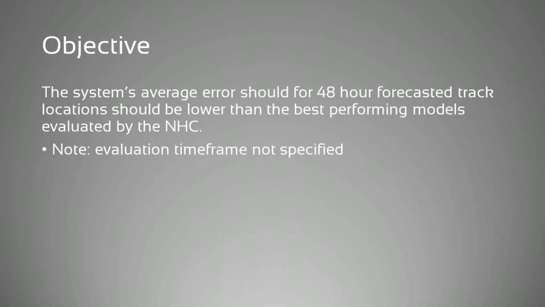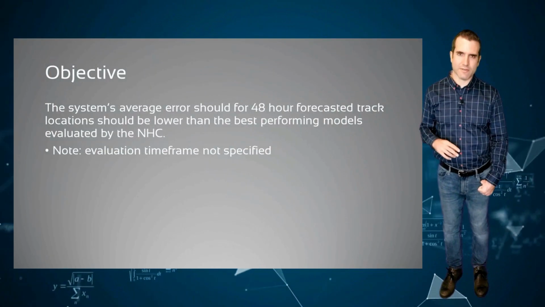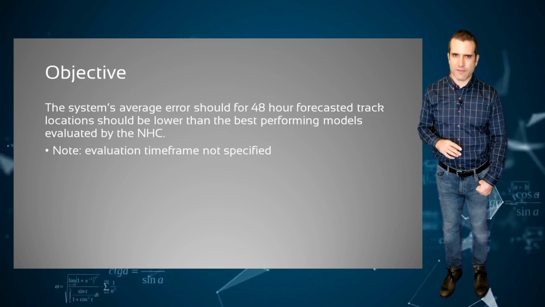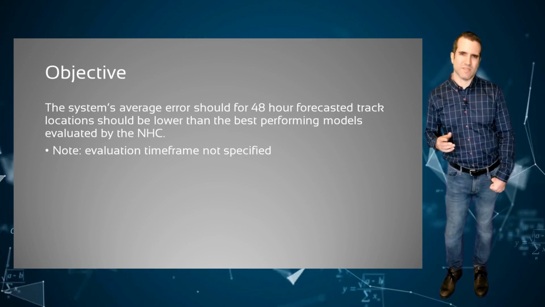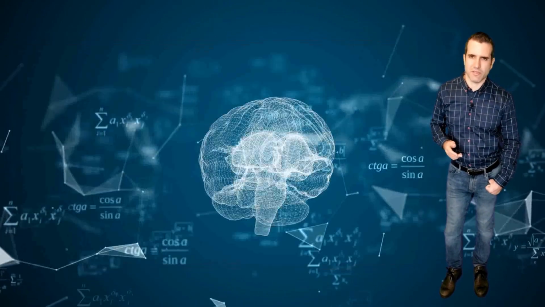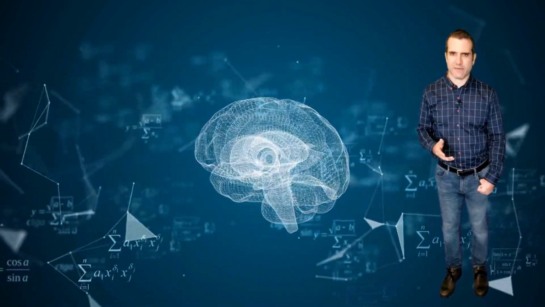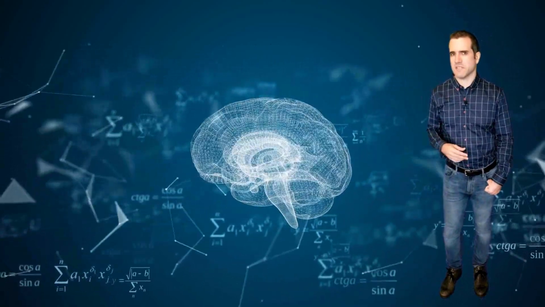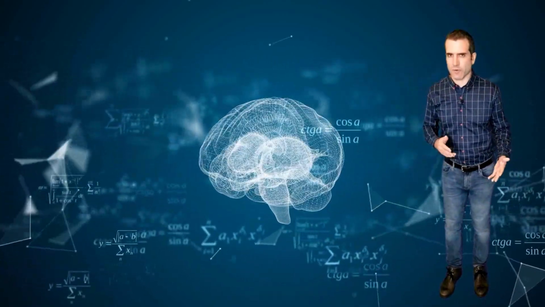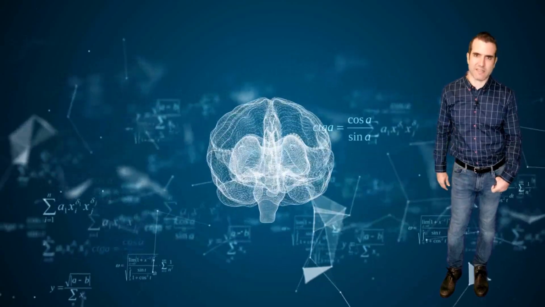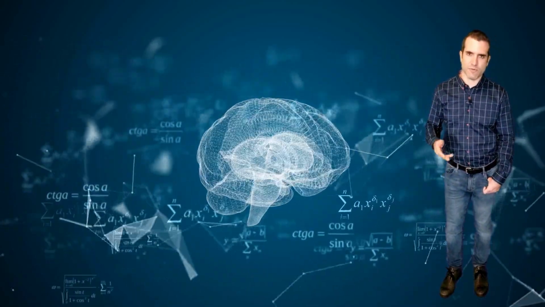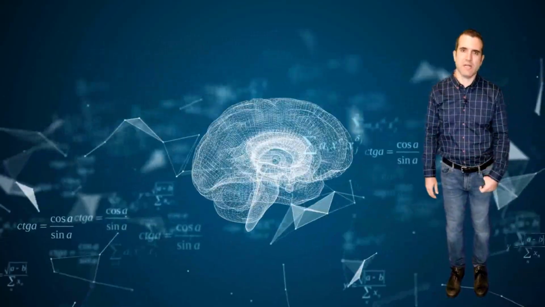The system's average error for 48-hour forecasted track locations should be lower than the best performing models evaluated by the NHC. Now note, I don't specify over what time frame this needs to be because I don't yet know how much data we'll be able to use. If we have sufficient training data, our test set should cover the past 5 years, but if for whatever reason, say we only have 7 years of data to work with, that would kind of be ridiculous. So we have to keep flexible here and keep open to a different approach.